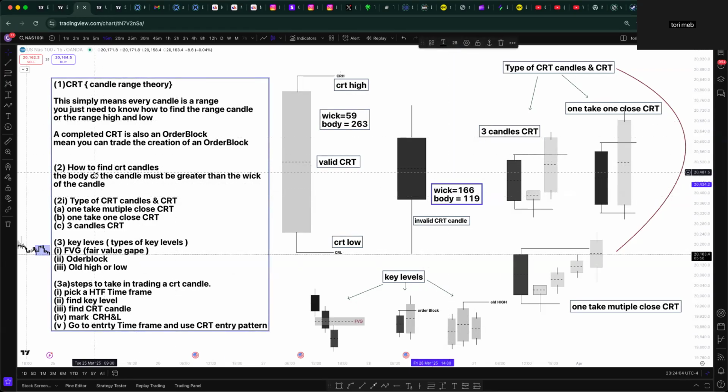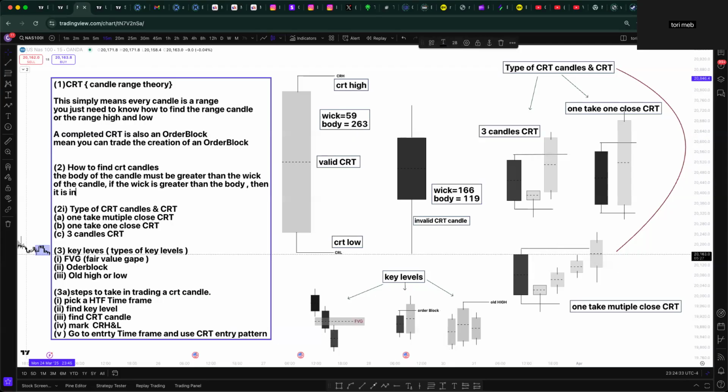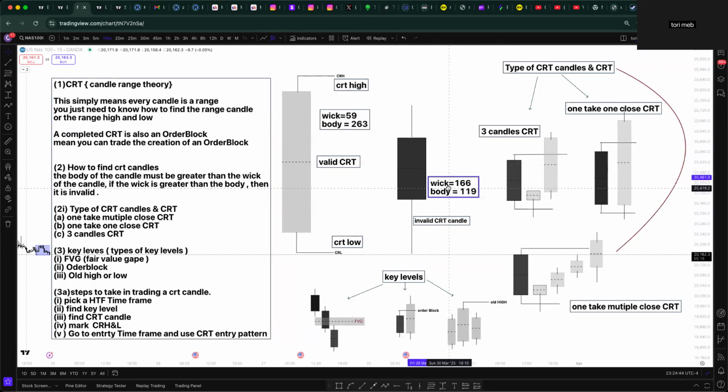So that's just how to find the CRT candle. You know, the body of the candle must be greater than the wick. And I'll put this here for you guys. If the wick is greater than the body, then it is invalid. Right, so that's just an addition to this. So you can see this.